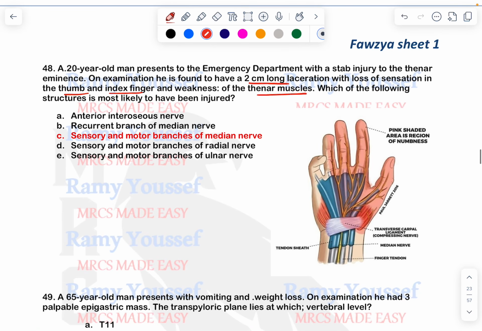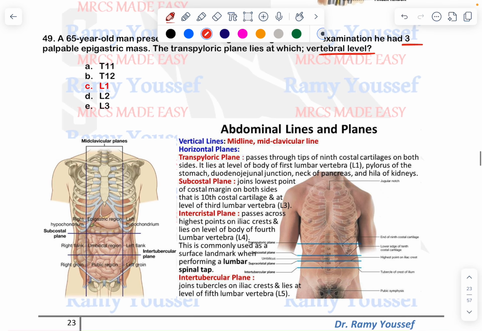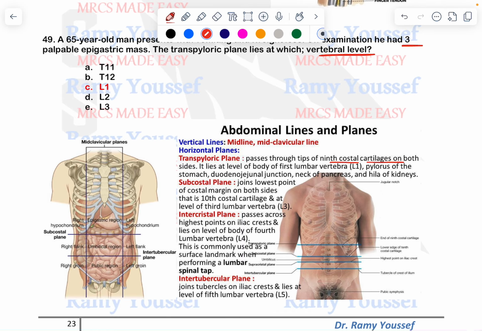A 65-year-old man presents with a palpable 3 centimeter epigastric mass. The transpyloric plane lies at which vertebral level? It is not about the mass, it is about L1. It passes through the 9th costal cartilage on both sides. It is the level of first lumbar vertebra L1, pylorus of the stomach, DJ flexure, neck of the pancreas, hilum of the kidney. Subcostal plane, L3. Intercrestal plane, this is the crest, it is L4. Intertubercular plane, the tubercles of the iliac crest, L5.